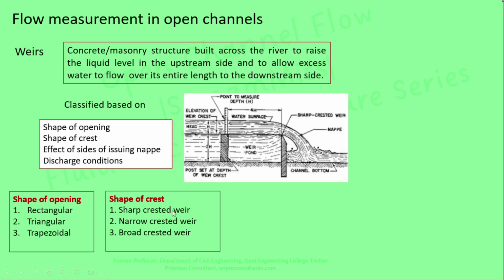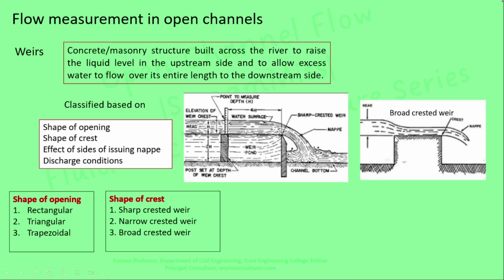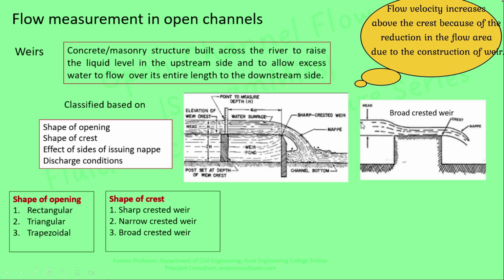In the case of a sharp crested weir, the nap touches the upstream edge of the weir and flows free of the downstream edge. Whereas in the case of a narrow crested weir, the crest width is very small and the nap flows over the entire crest. But in the case of a broad crested weir, a wide crest is available. When the flow approaches, the water surface drops when it flows over this weir crest. Because of this wide crest, the flow velocity increases, which causes the drop in the head.